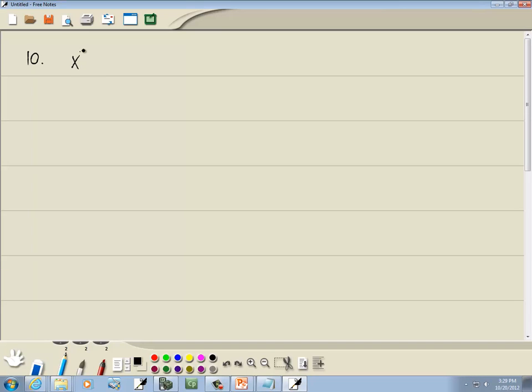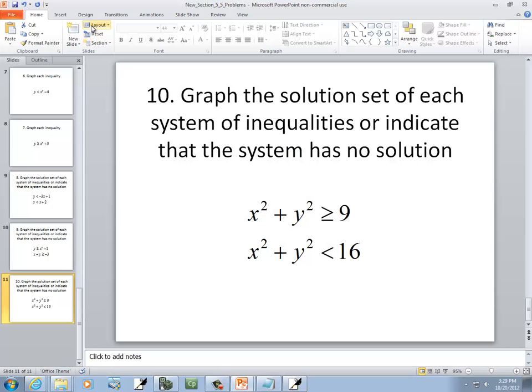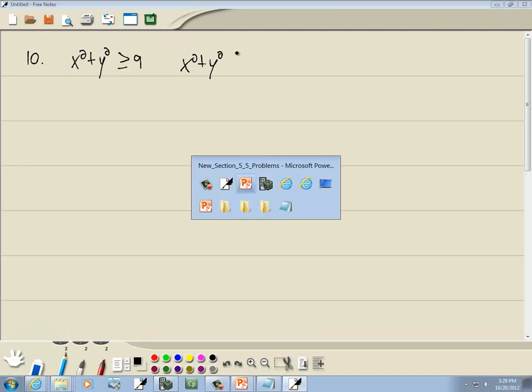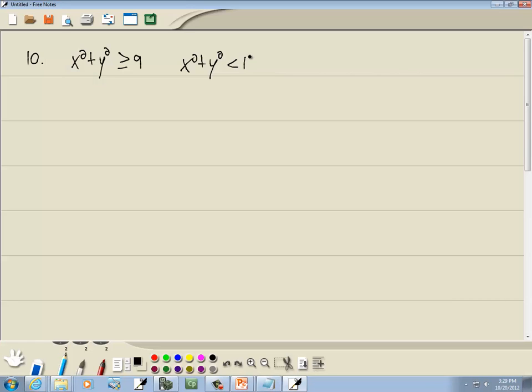So we got x squared plus y squared is greater than or equal to 9, and x squared plus y squared is less than 16. Well, this first one's a circle of radius 3, and this one's a circle of radius 4. Now, obviously, I can't solve for y very easily, but these are circles, so I can work with that.